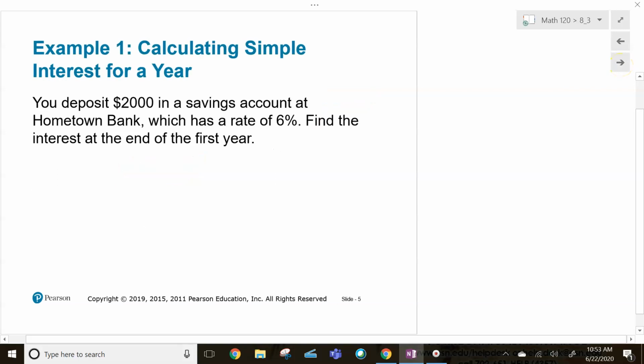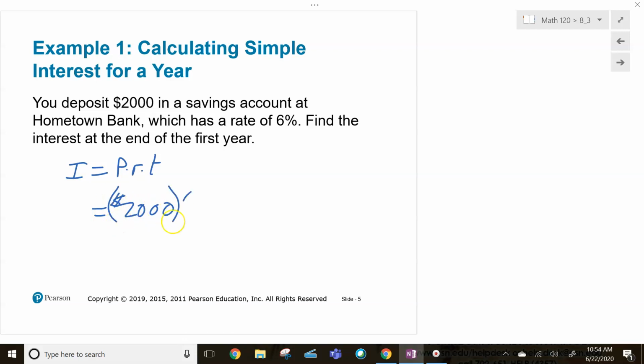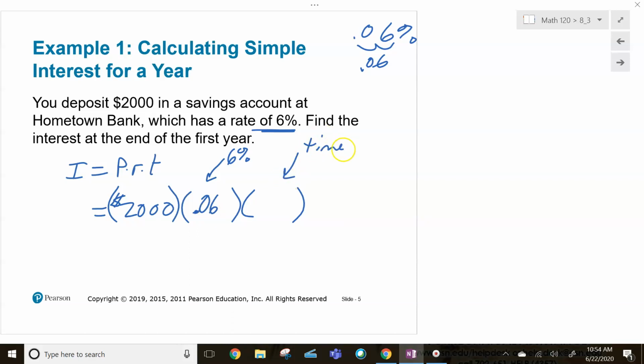So let's do an example to find the simple interest. Here is your principal times rate times time. You deposit $2,000. So you're putting $2,000 in. That's your principal amount. It has a rate of 6%. So 6% goes in, but we have to convert that to a decimal. Remember, 6%, you move that over twice, so you get 0.06. When you're working with this mathematically, it has to be a decimal. So 0.06 goes in, times our time in years.